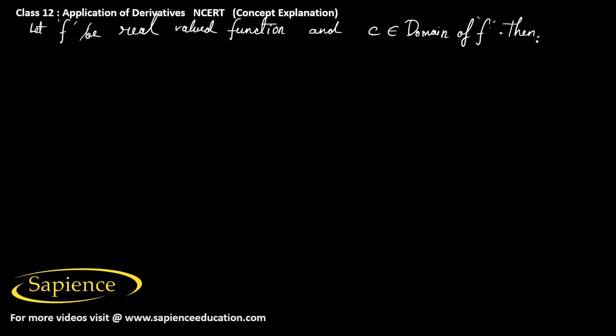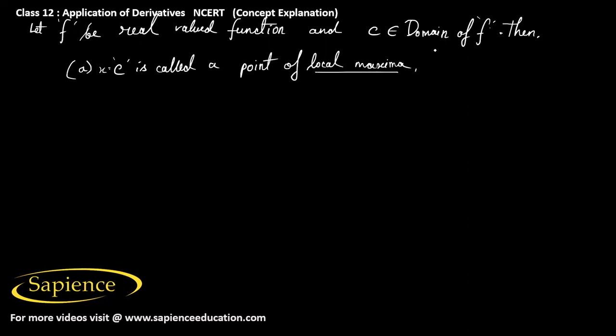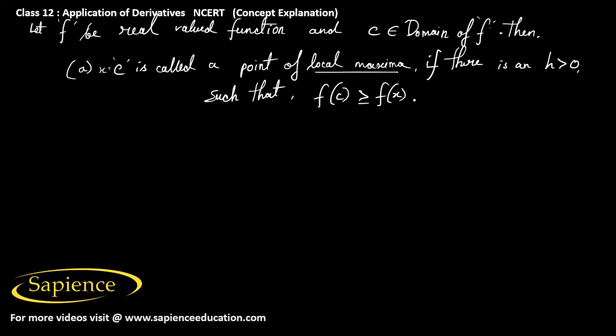Then we can say that c, the point x equal to c, is called a point of local maxima if there is an h greater than 0 such that f of c is greater than or equal to f of x for all x in c minus h to c plus h, where x is not equal to c.